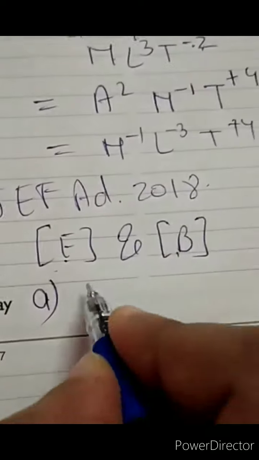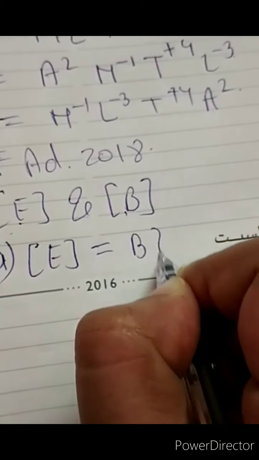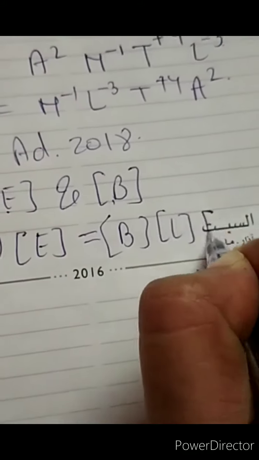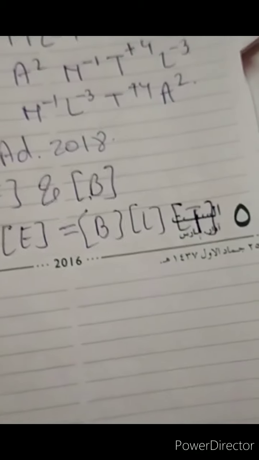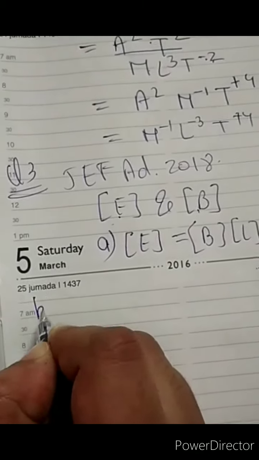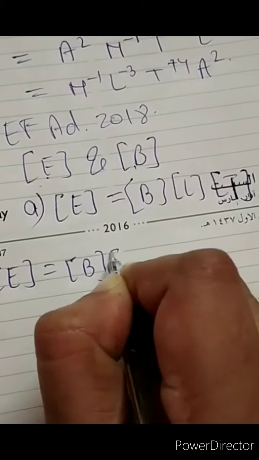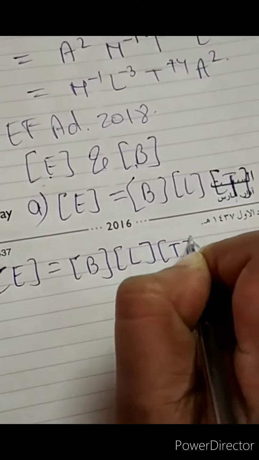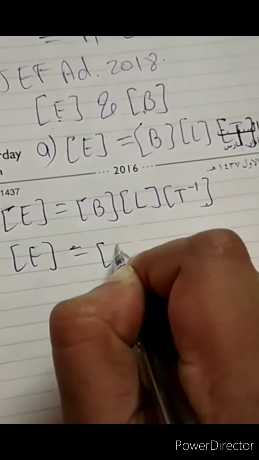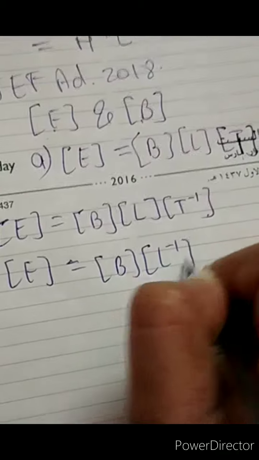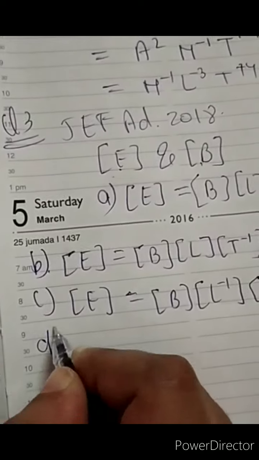They are asking whether option A is E equals B L T, where T is for time. Option B is E equals B L T minus 1. Option C is E equals B L minus 1 into T, or whether it is L minus 1 and T minus 1.